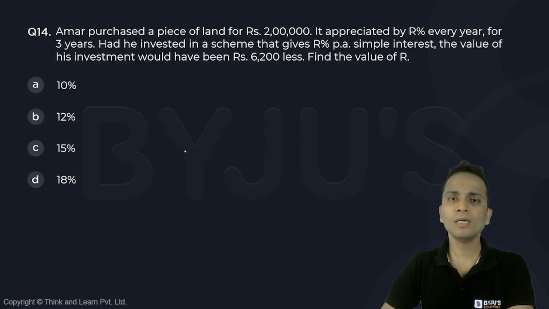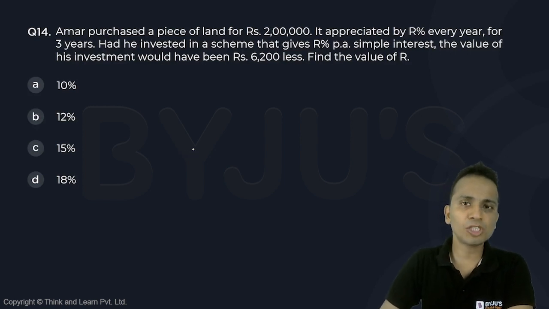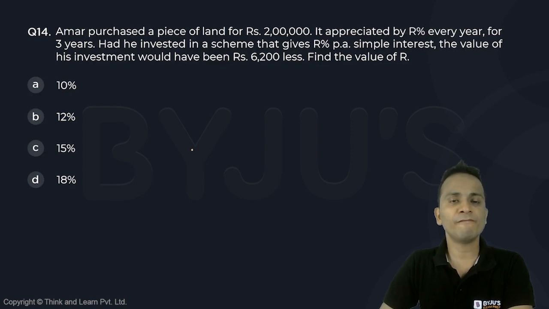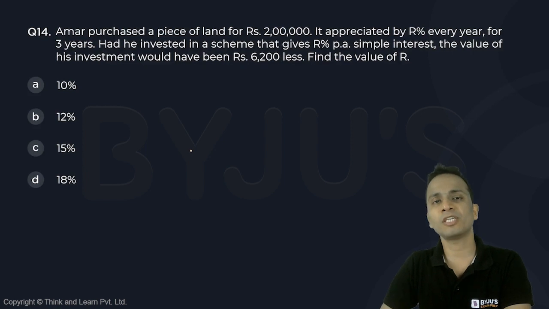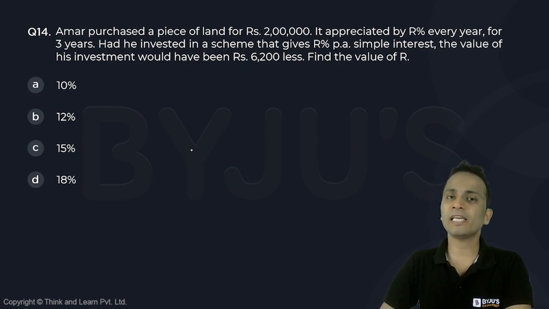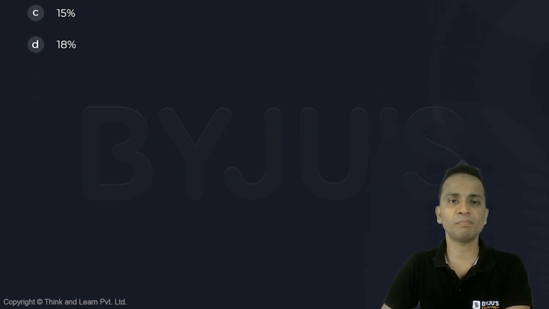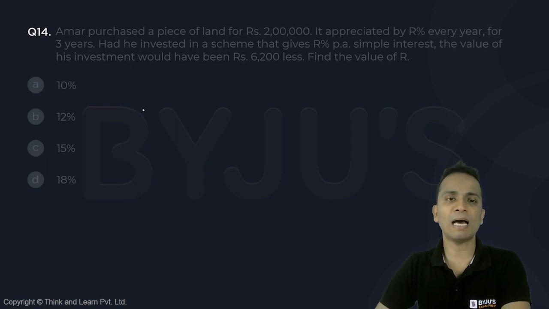Now here there are two schemes. In one, the money is invested at simple interest for the same rate of interest per annum, R percent and R percent. In the second case, it is invested at compound interest. So in one scheme it is simple interest, in the other scheme it is compound interest. Let's see what will happen.